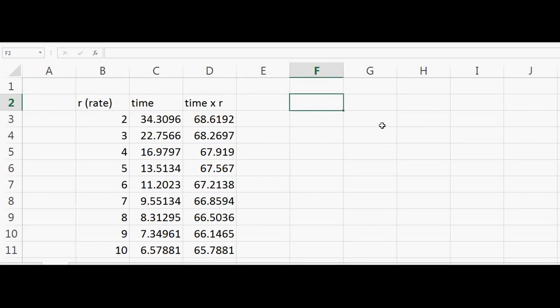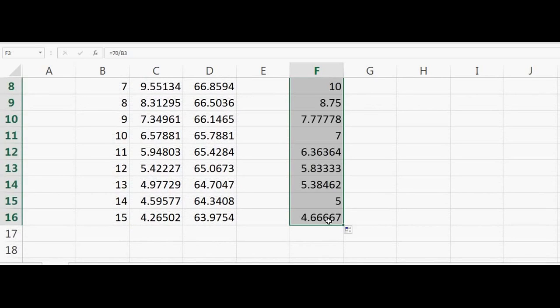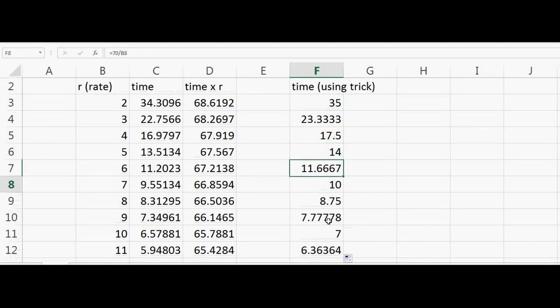Now if we calculate this using the trick, what should be the time using the trick? That should be equal to 70 divided by rate, that's 35 years. You can see that originally we were calculating 34 years, but by using the trick it's 35 years, so it's a very close approximation. And we can keep doing this for all the rates, and we can see that the numbers are very close to each other.